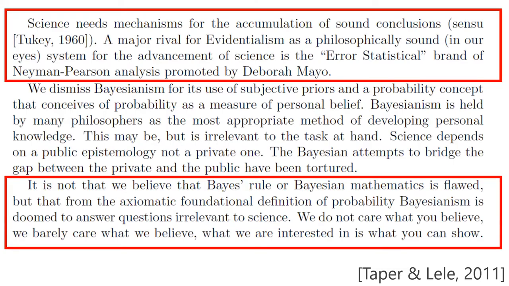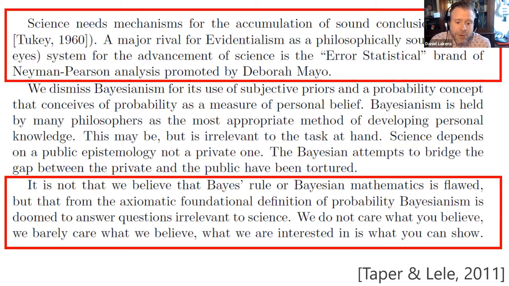And some people, here there's a quote by Taper and Lele, say that this is quite attractive, right? They like this. They say that science needs mechanisms for the accumulation of sound conclusions. So that's what we're talking about, establishing this corpus of findings that we can all build on. And then they say, it's not that we believe that Bayes' rule or Bayesian mathematics is flawed, but from an axiomatic foundational definition of probability, Bayesianism is doomed to answer questions irrelevant to science because they don't want to have belief mixed in the claims we make. We do not care what you believe. We barely care what we believe. What we are interested in is what you can show. All right, so this is Bayesian statistics, which is not a good solid basis to have a procedure to make claims that we all agree on.